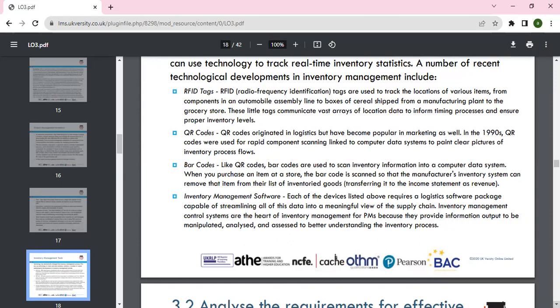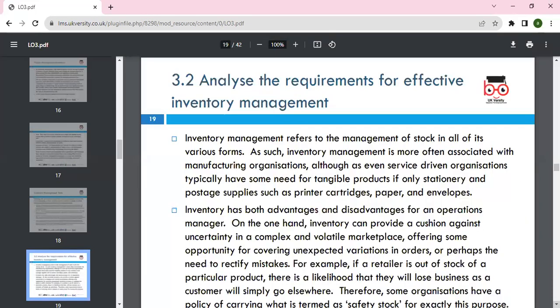I mentioned IBM System 3090 of logistics, which is an inventory management system, and that helps to locate the stock. Okay, then we're looking at 3.2, analyze the requirements of effective inventory management.